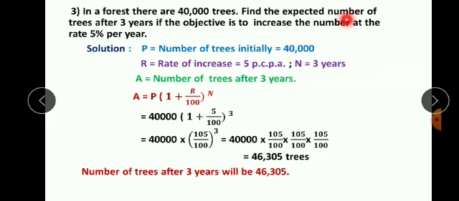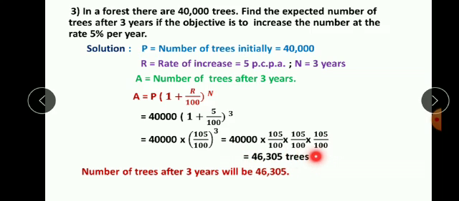So find the expected number of trees, means here A is equal to the number of trees after 3 years. So let us calculate A. A is equal to P into (1 plus R upon 100) to the power N. Let us substitute the values for P, R and N. So 40,000 into (1 plus 5 upon 100) to the power 3. Again do the cross multiplication: 100 ones are 100 plus 5, 105 upon 100, its cube. It is equal to 40,000 into 105 upon 100 into 105 upon 100 into 105 upon 100. So after the calculation, what do we get?